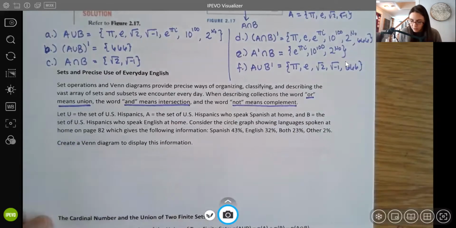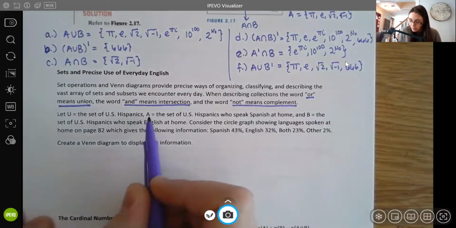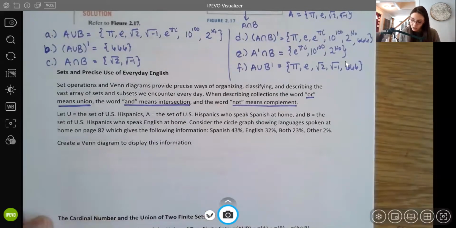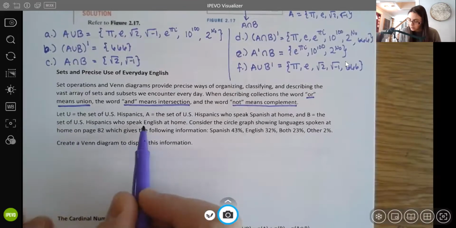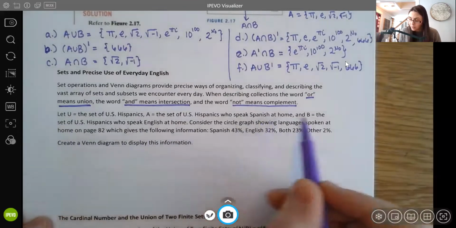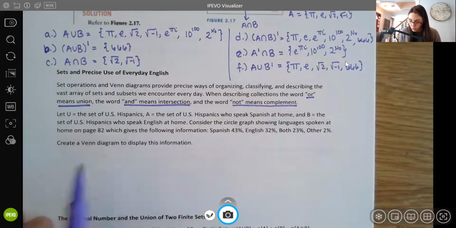So let the universal set be the set of U.S. Hispanics. Let A be the set of U.S. Hispanics who speak Spanish at home. B is the set who speaks English at home.